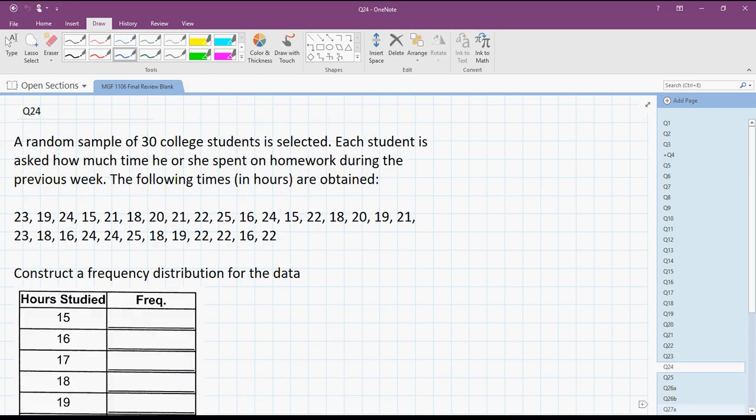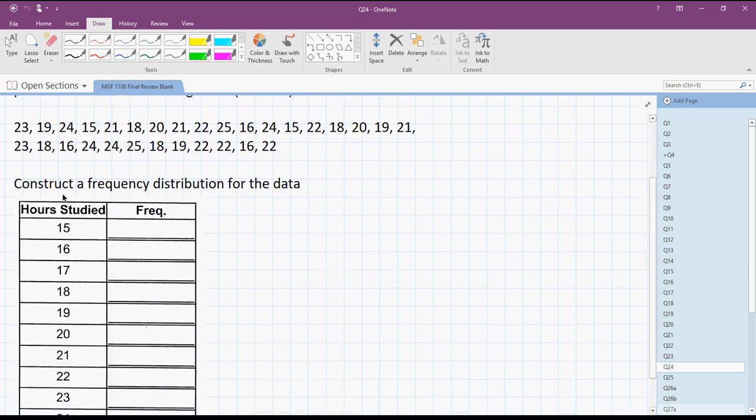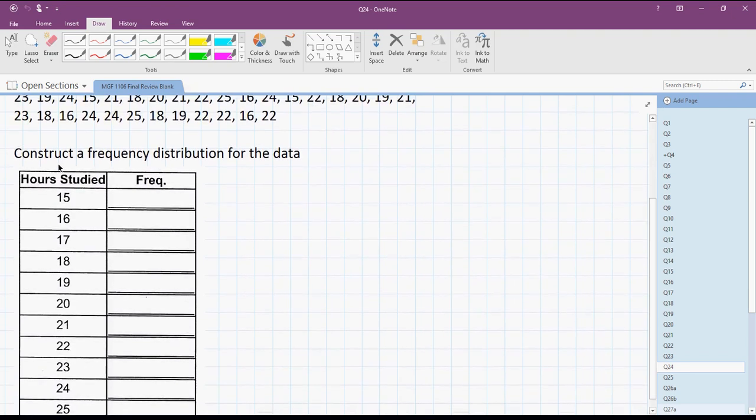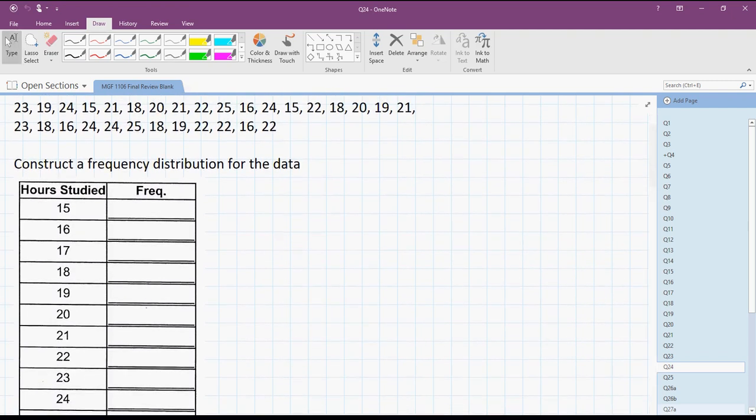All right. 24. So we talked about this in class, that all you're doing for the frequency table is you're just putting tallies for all the numbers and where they go. And then in the end, you're just going to count up the number of tallies.